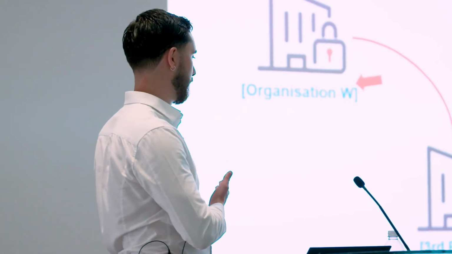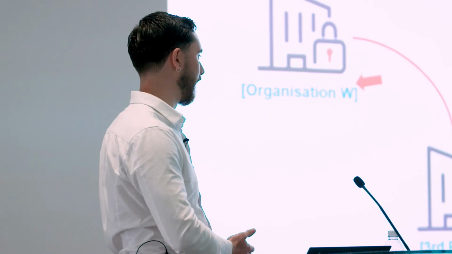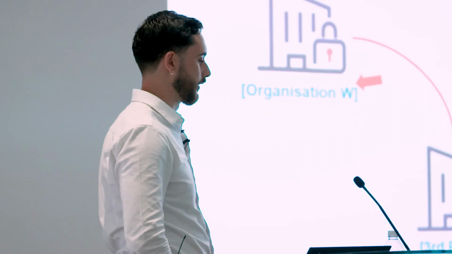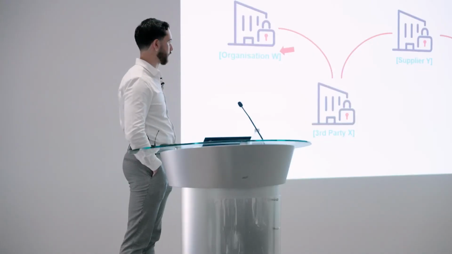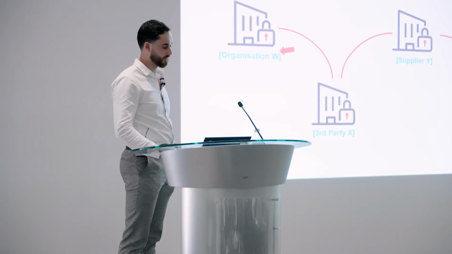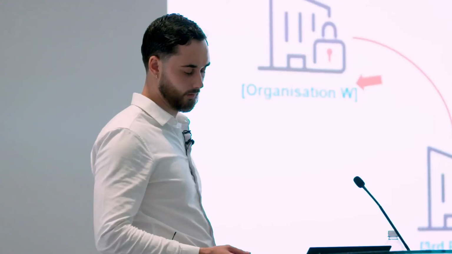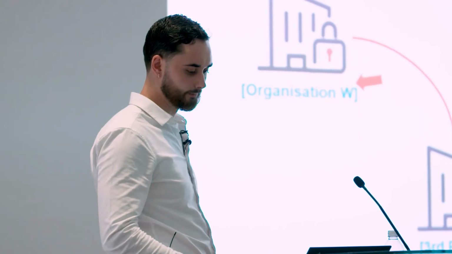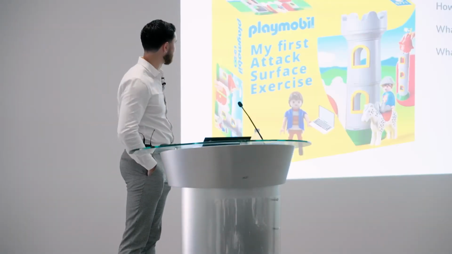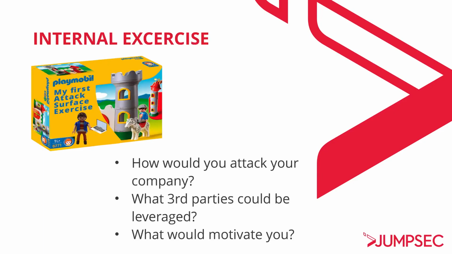Imagine we're organization W and we have a supplier X. How far along the supply chain do we work? It's entirely up to you. But realistically, could you see a threat actor traversing these to target your company specifically? It's fundamentally about not limiting your attack surface to assets that you own directly. This is a fun one. Again, these are casual conversations, but how would you attack your own company? What third parties would you leverage? What would motivate you?